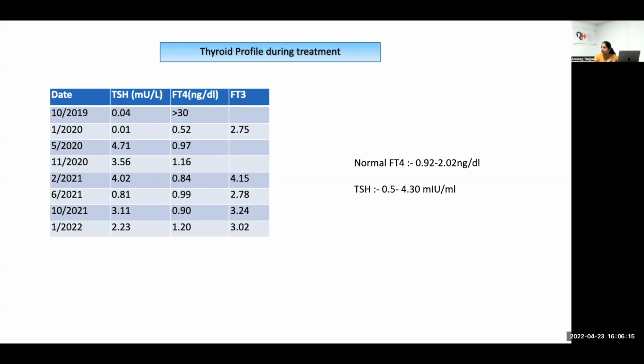What is the problem if your TSH is high? In what condition you don't want TSH to be high? If you have an eye sign. If somebody has an eye sign and your TSH is high, the eyes will burst. So you don't want high TSH. Yes, so this is a classical picture. And overall, you can see that remission happened by around 18 months, and then it will carry on.